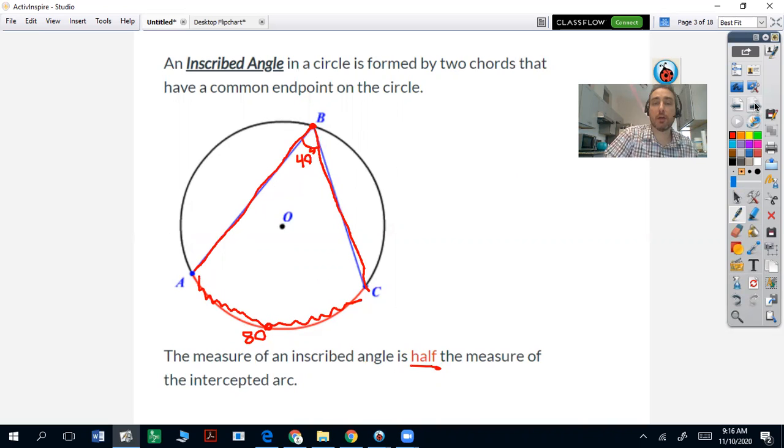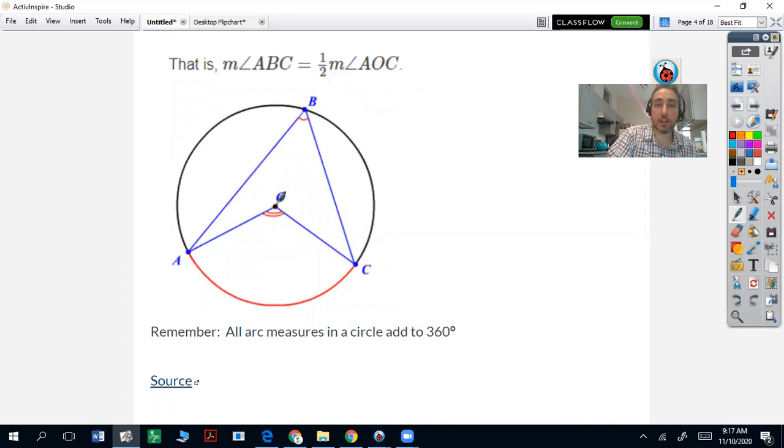And a couple things about inscribed angles. Remember that a central angle is an angle in the center of the circle. It opens up to the arc with the same measure. So if this were 80 degrees, that central angle would be 80 degrees, but this is going to be half of it because it's pulled the other way to the other side of the circle. It's an inscribed angle. If you want to read up a little bit more about why that works, just click on the source for some more information.